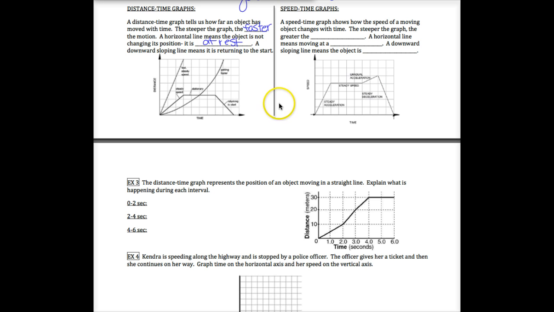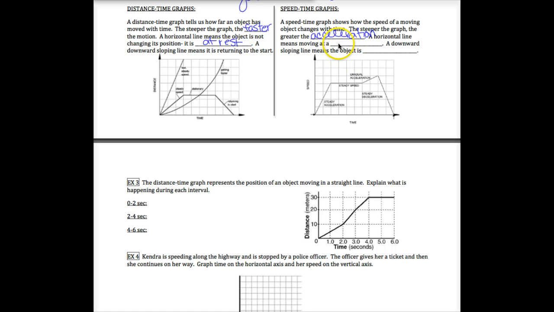Now, it's really important that you pay attention to the labels that you get, because if you're looking at a speed time graph instead of a distance time graph, that changes everything. Speed time shows how the speed of a moving object is changing. So here, the steeper the graph is, it doesn't mean that it's faster motion than something else. It means that's greater acceleration, meaning it's getting faster more quickly. So greater acceleration when you see steepness on a speed time graph.